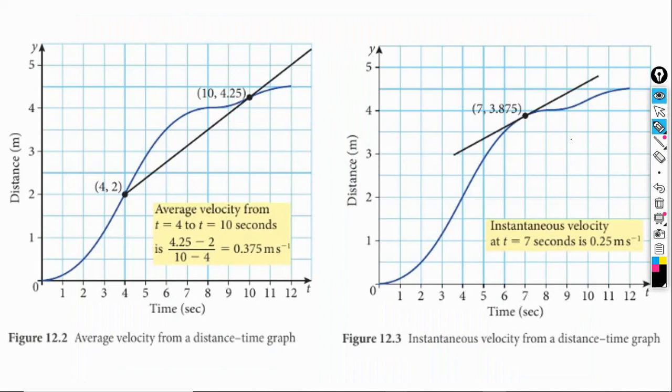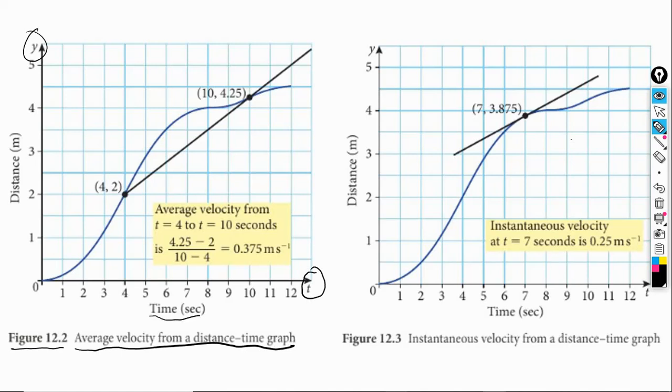So on this first slide, we're going to analyze a couple of graphs. If you look at the graph on the left, figure 12.2, it refers to an average velocity from a distance-time graph. The blue line that you see, or the function, is the motion of a particle. The y-axis represents the distance that the particle incurred, and the x-axis, or the t-axis, represents the time in seconds.